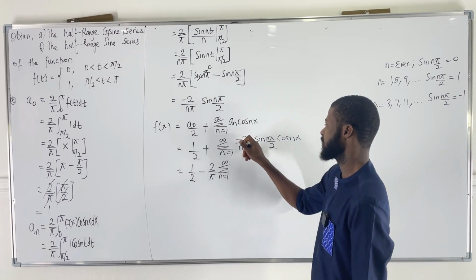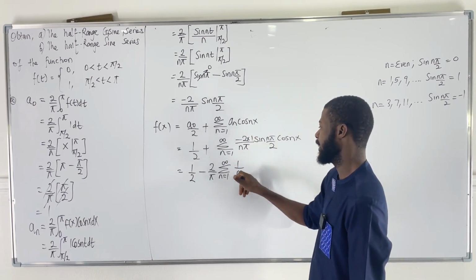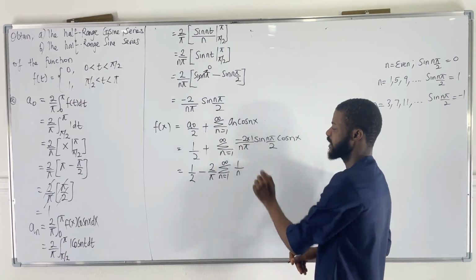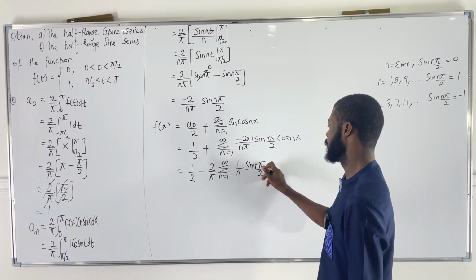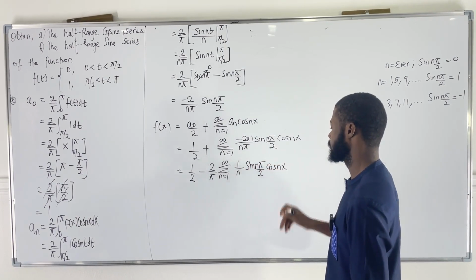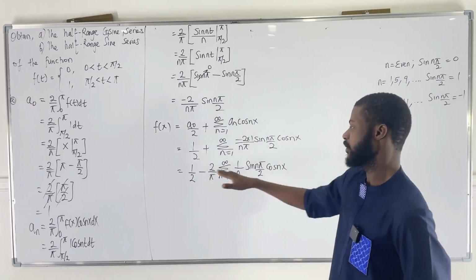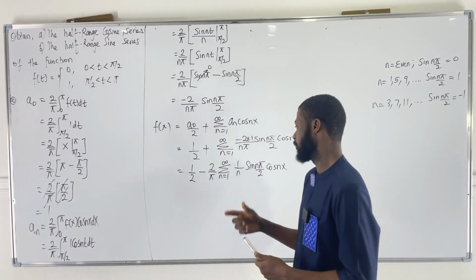Since the minus 2 over pi is a constant, then the sum from n equal to 1 to infinity. What will be left here is, we're going to say times 1 over n, because the minus 2 is gone, the pi is gone. So what's remaining here is n, sine n pi over 2 cos nx. So this is what we have. Now at this point, this is actually your answer. In terms of n, this is just your answer. But we can go forward.